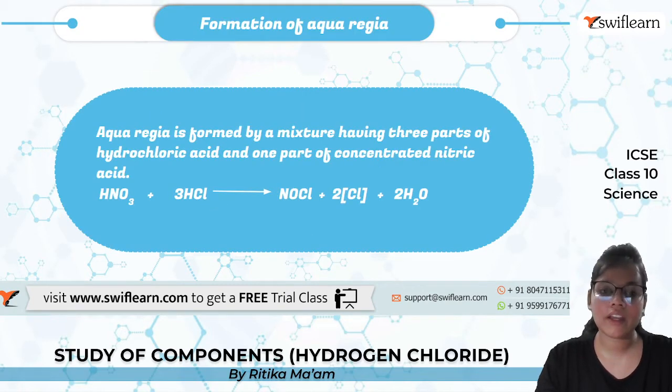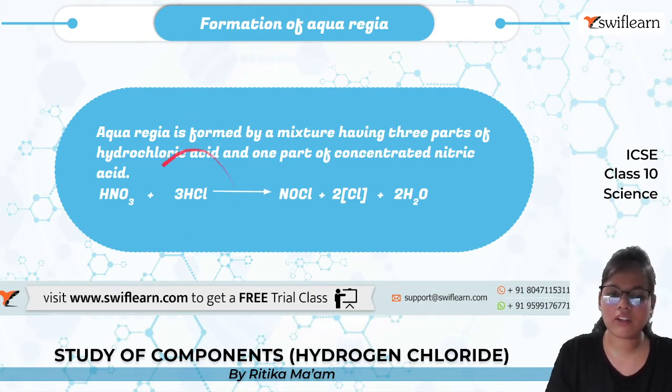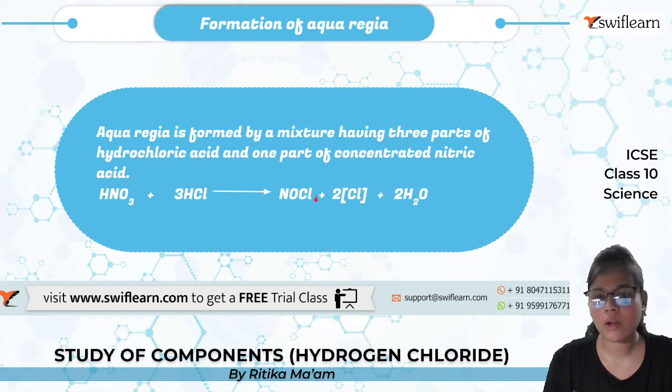Formation of aqua regia. So what is aqua regia? It is a kind of mixture which is prepared by 3 parts of HCl and 1 part of concentrated nitric acid. So 3 parts of hydrochloric acid to 1 part of concentrated nitric acid gives us aqua regia.